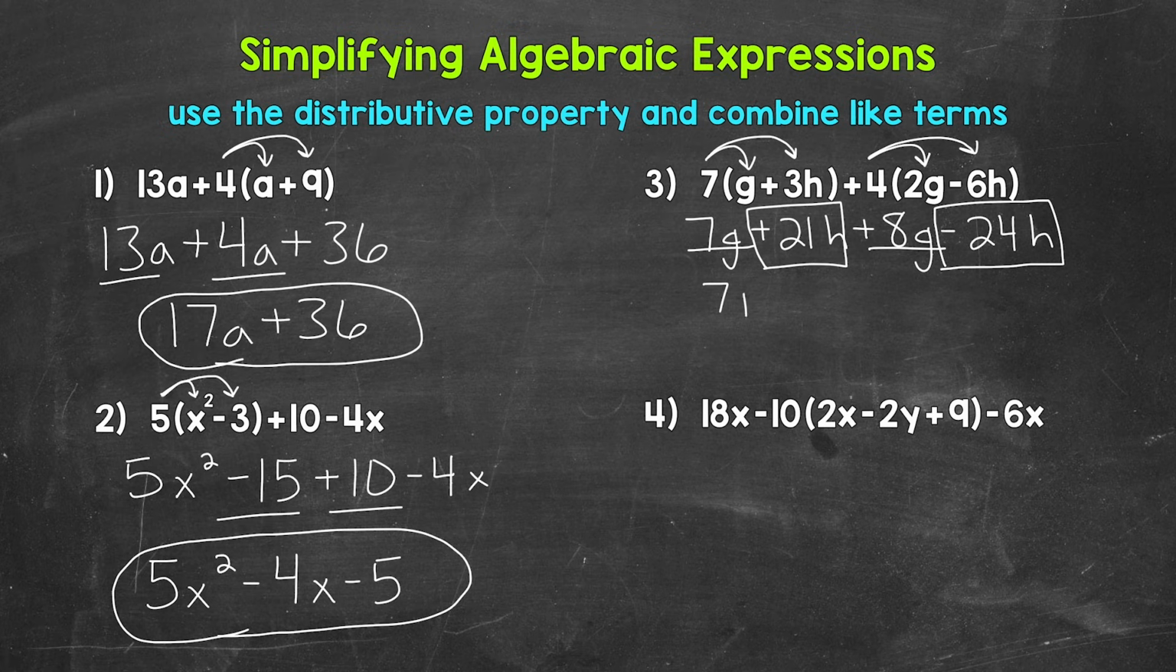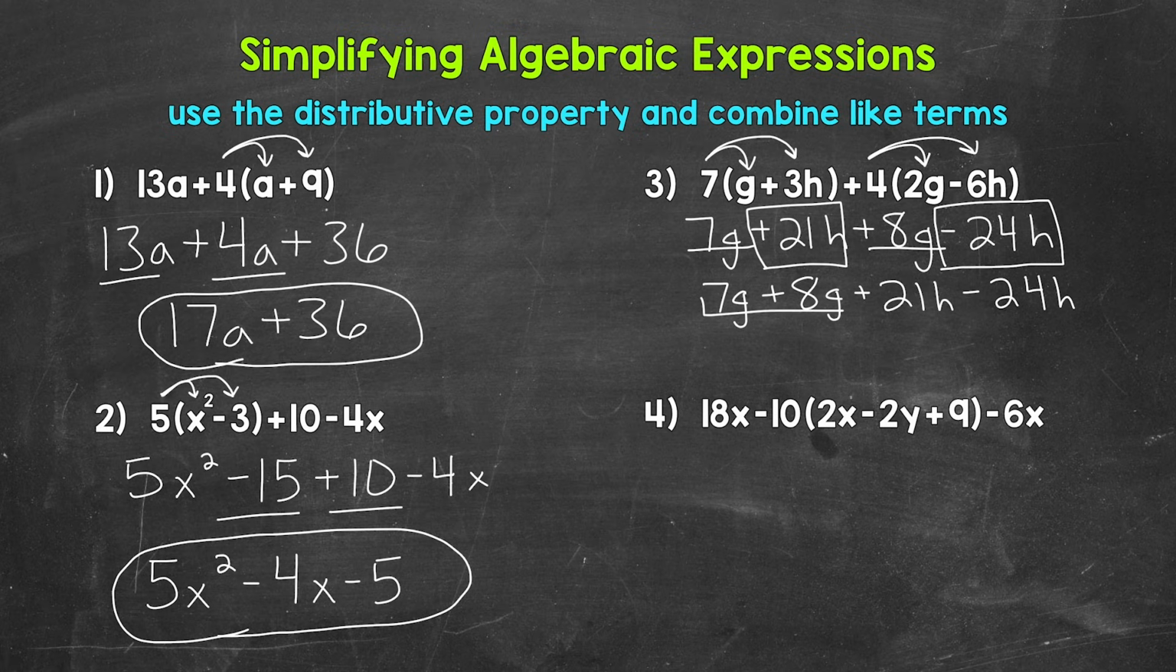So we have 7g plus 8g plus 21h minus 24h. Remember, that's a negative 24h. Now all of the like terms are right next to each other. So like I mentioned, it's a little simpler to combine the like terms. So now we can combine like terms.